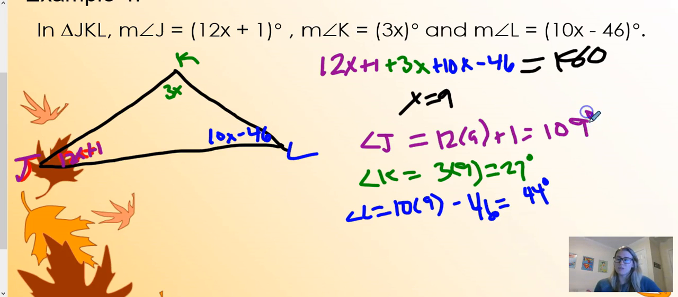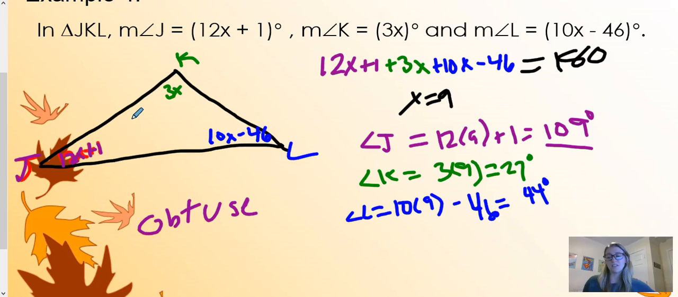And the last step will be to classify. Notice that we have this one angle here that is larger than 90 degrees, so this would be considered an obtuse triangle. Remember to check out the second video to find out about exterior angle theorems for triangles.